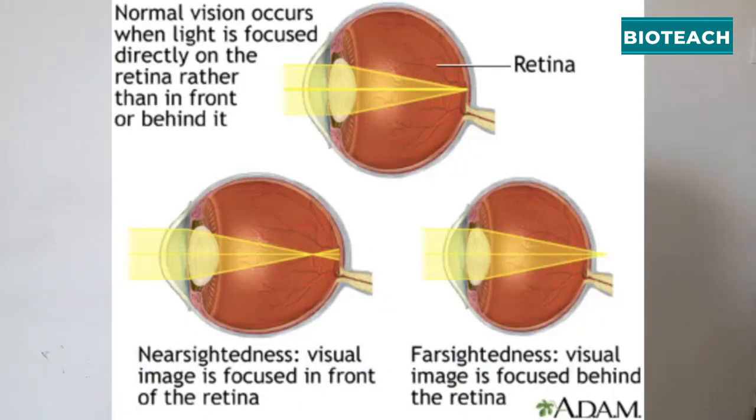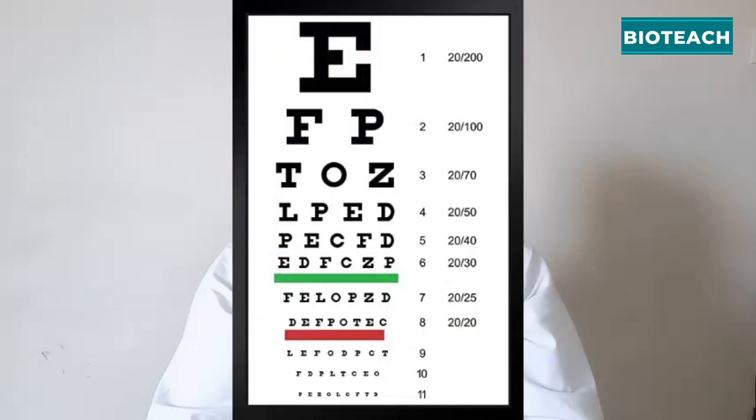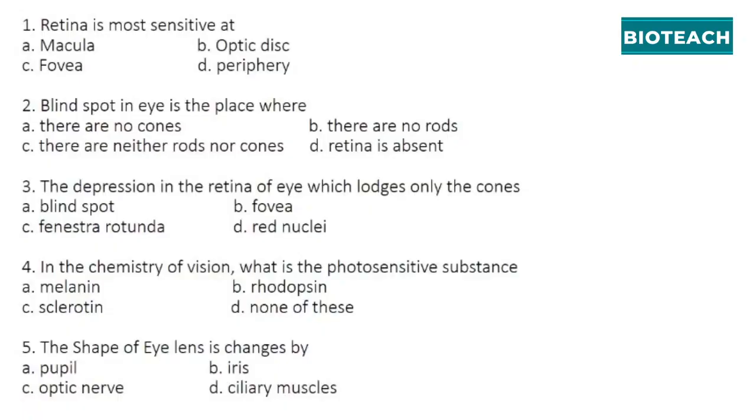If the images fall before the retina, it is called myopia or nearsightedness. If the images fall behind the retina, it is called hyperopia or farsightedness. This visual correction can be done by wearing glasses. Visual acuity can be diagnosed by the Snellen chart. Now let us practice some of the questions.